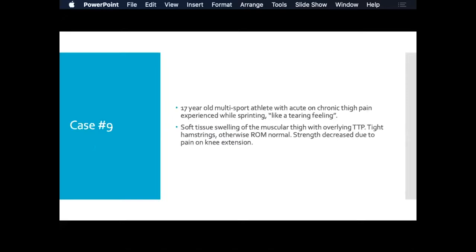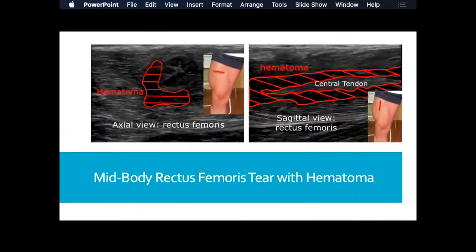17-year-old multi-sport athlete with acute on chronic thigh pain they experienced while sprinting. And they said it felt like I was tearing something. You have soft tissue swelling over the muscular portion of the thigh with overlying tenderness. They have tight hamstrings, otherwise range of motion is generally normal. Strength decreased due to pain on knee extension. So this is a mid-body rectus femoris tear with a hematoma.